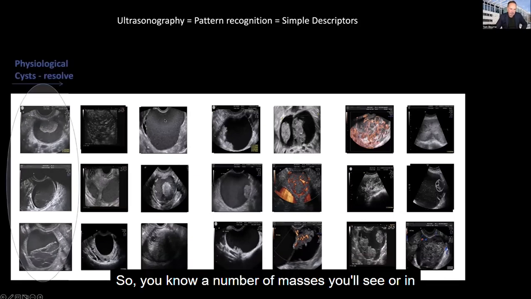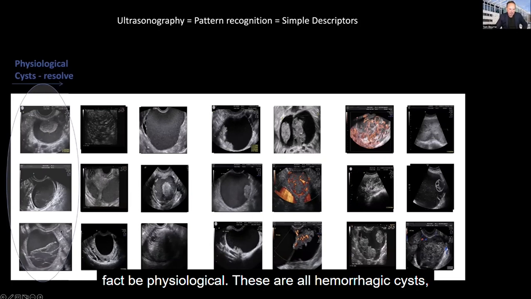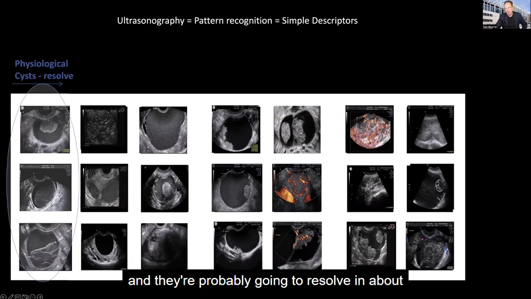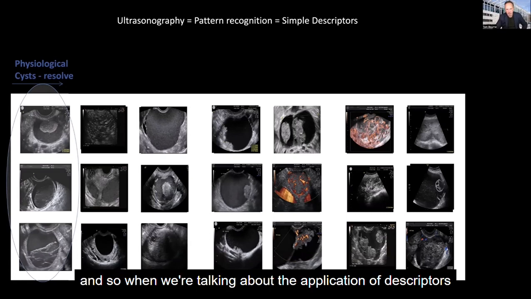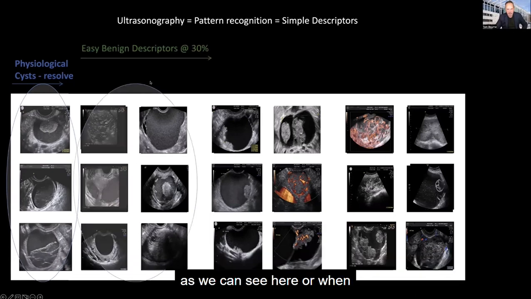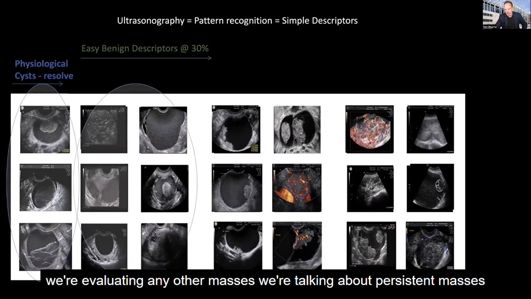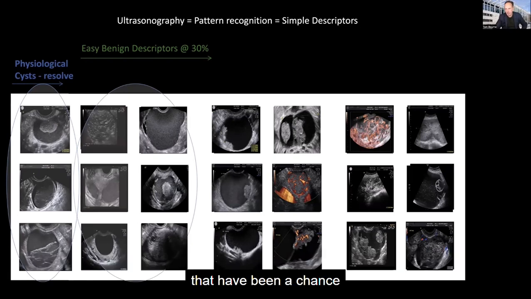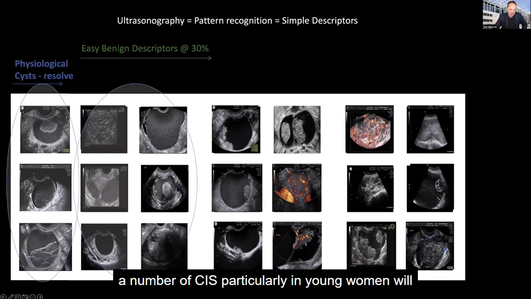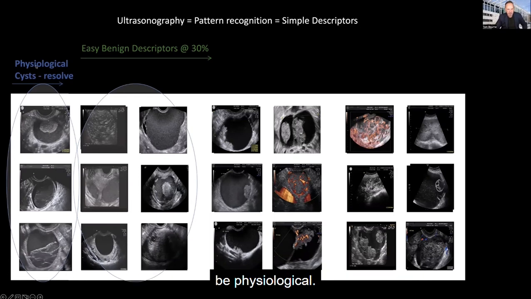So, a number of masses you will see will in fact be physiological. These are all hemorrhagic cysts, and they're probably going to resolve in about 6 to 8 weeks if you just give them time to do so. And so when we're talking about the application of descriptors, as we can see here, or when we're evaluating any other masses, we're talking about persistent masses that have been given a chance to resolve.